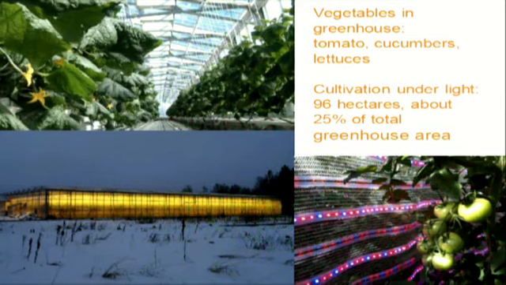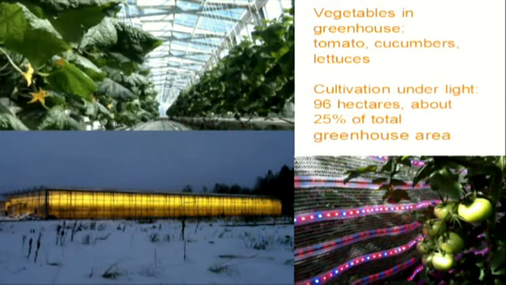And production in greenhouses is very important for us because we have a very cold winter time. As you can see, we have snow, dark, we need lights. And nowadays we have cultivation under light in about 25% of all greenhouse area. And cultivation under light is very expensive, so we now have LED lights. They are not so expensive. They are using less electricity.